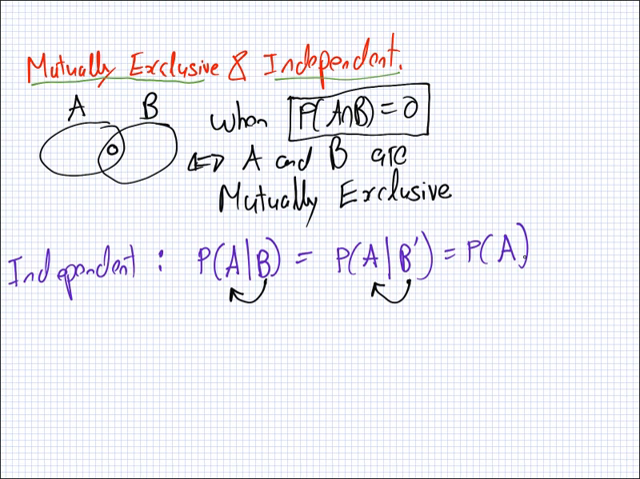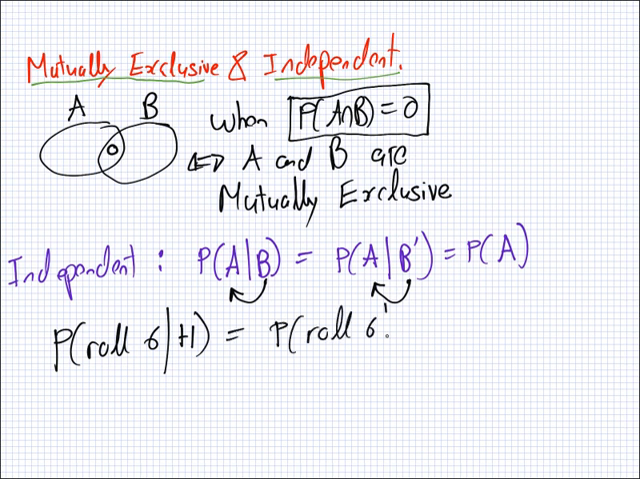An example might be your probability of rolling a 6, given that you just flipped a coin and got heads. No way does the coin affect the dice or vice versa. So the probability of rolling a 6 given that you previously got heads would be the same as the probability of rolling a 6 given that you didn't get heads, which would be the same as just the probability of rolling a 6.